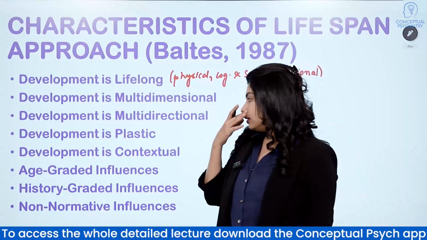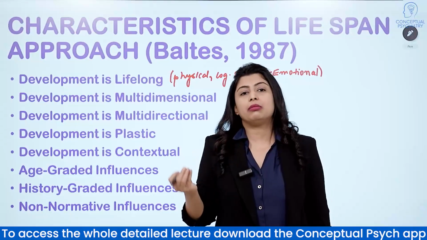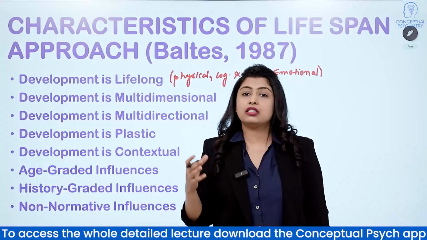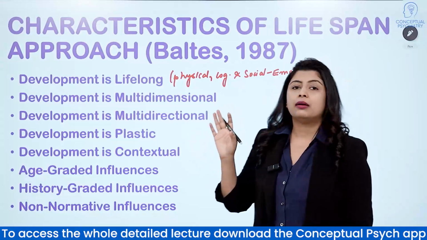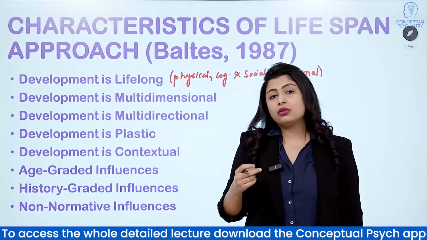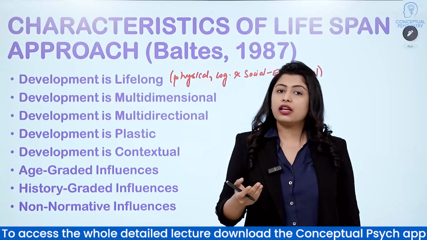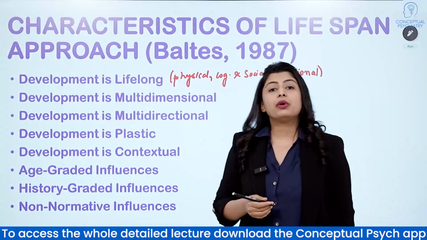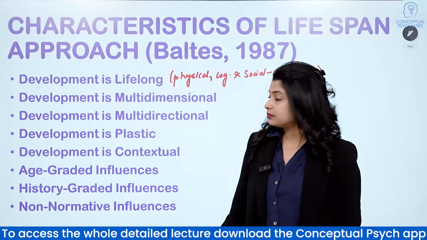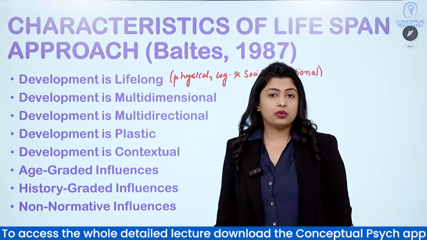How can this be explained through an example? Regaining the ability to speak after a stroke indicates the brain's potentiality for being plastic. However, plasticity is also affected by many factors which are related to both biology and environment. It also varies significantly across individuals. Now, coming to development is contextual.